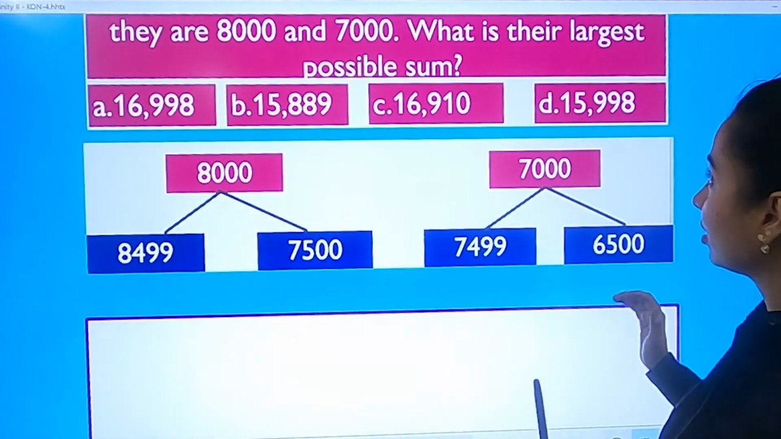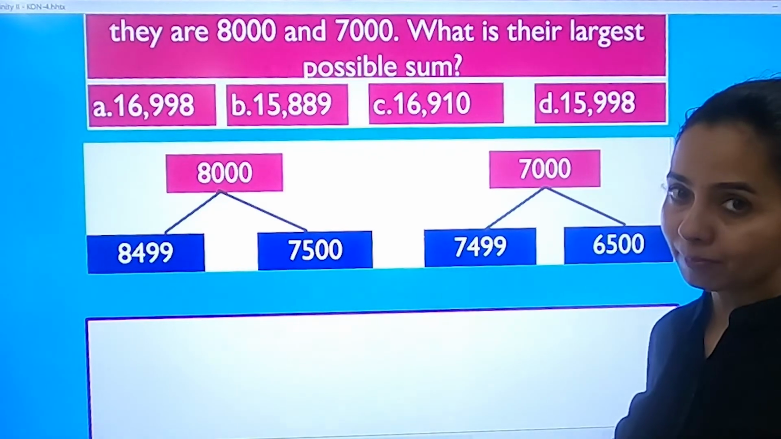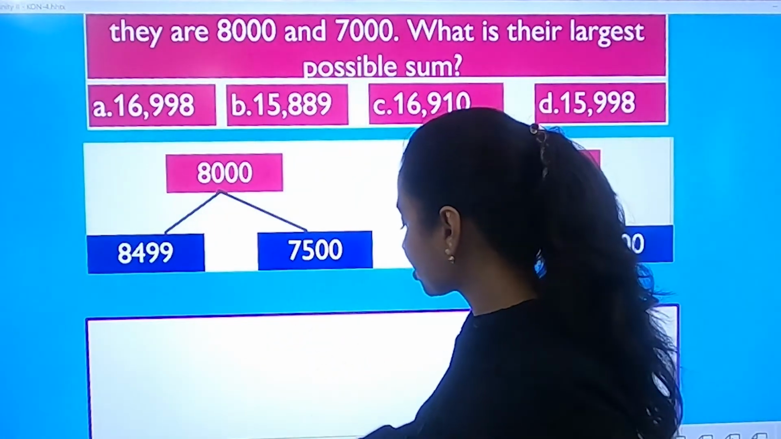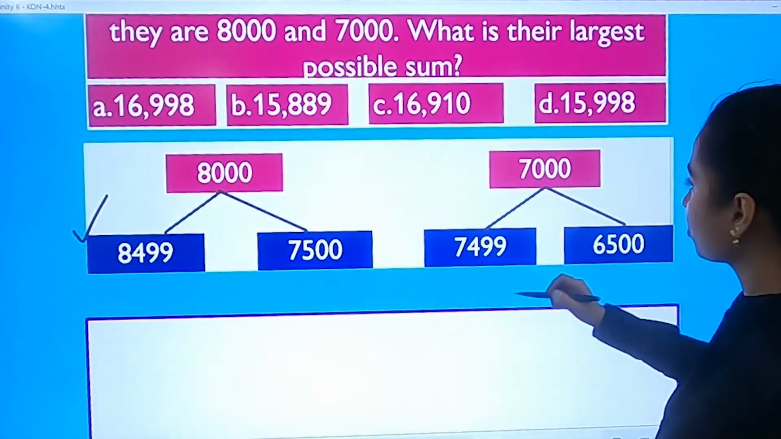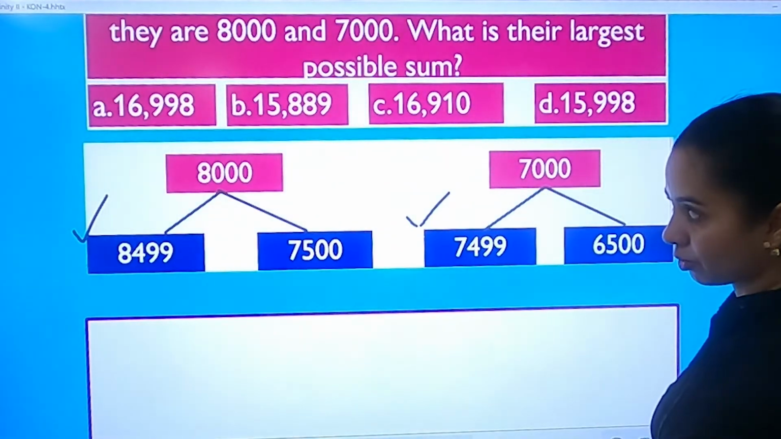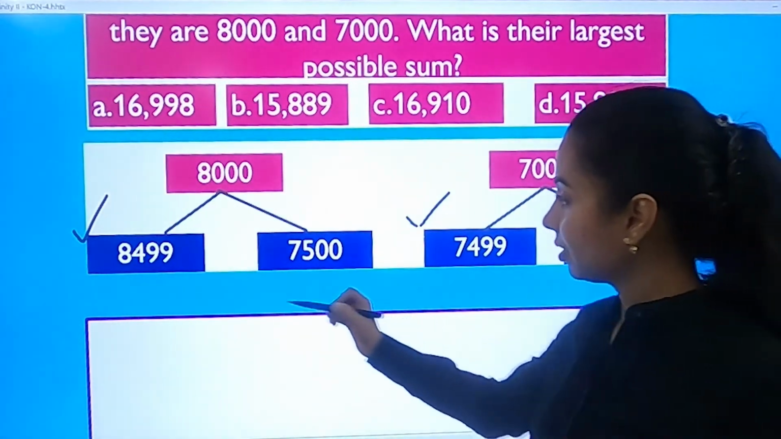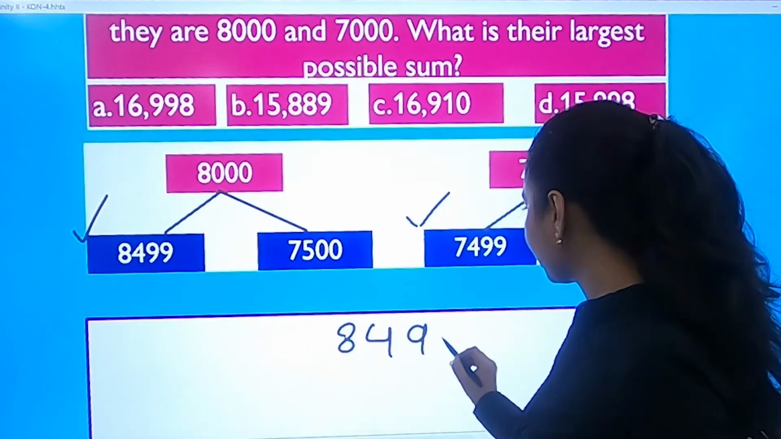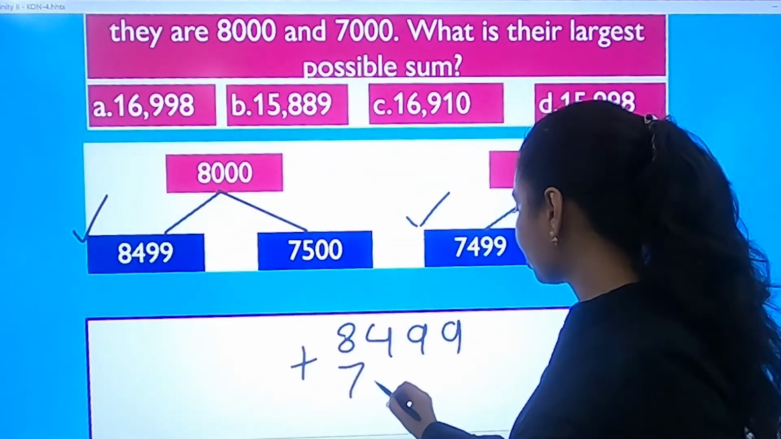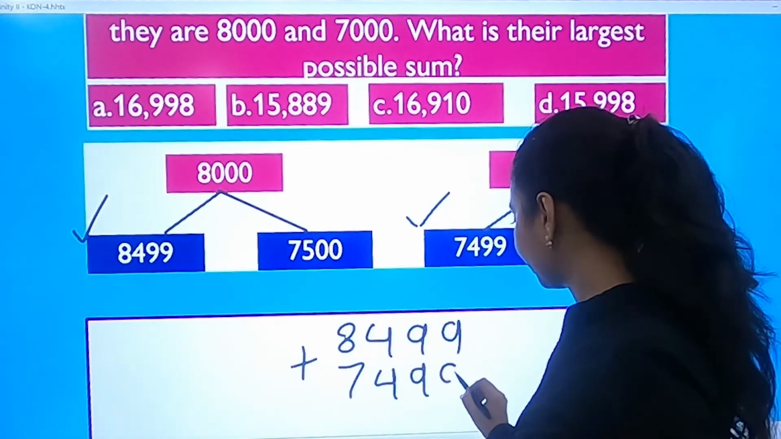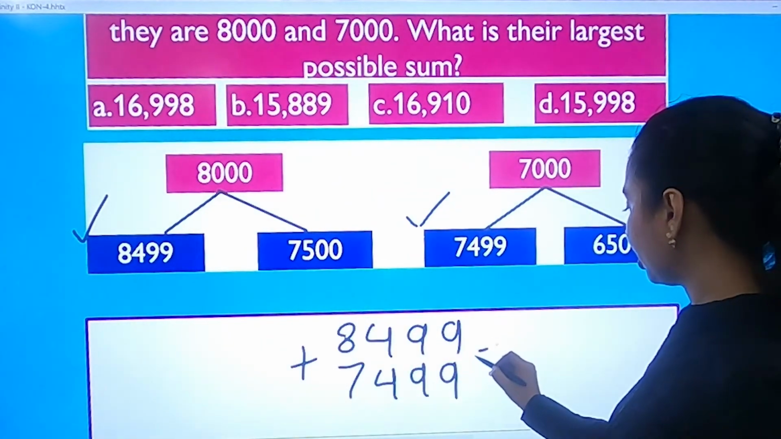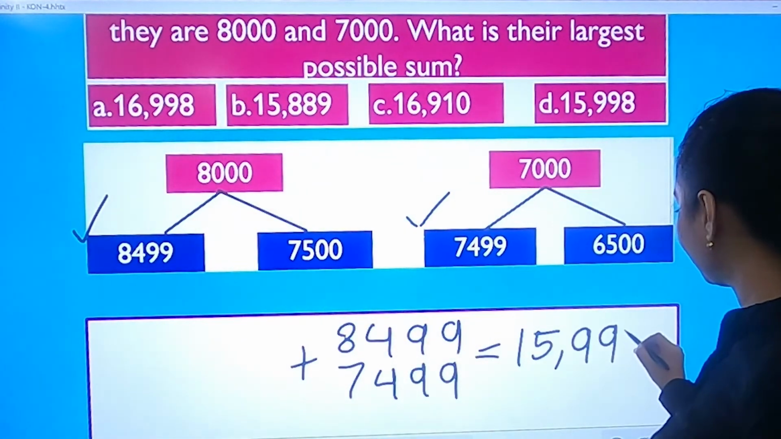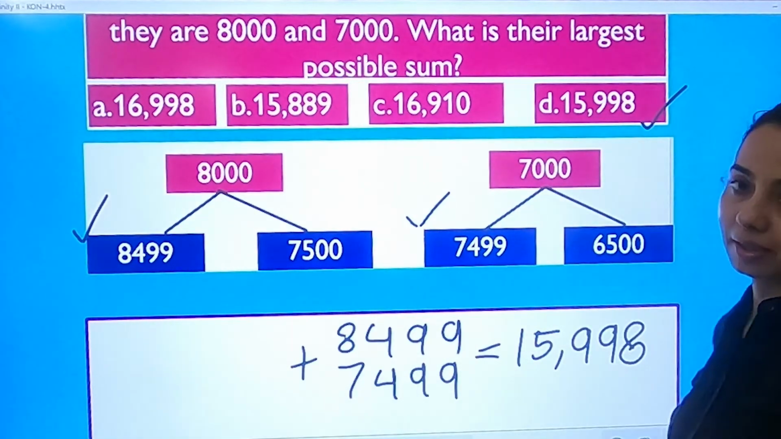But now they're asking that we have to calculate the largest possible sum. When will their sum be largest? When we choose the largest possible option for 8,000 and the largest possible option for 7,000. So here it is 8,499 and this is 7,499. If we add both of the numbers, we'll get 15,998. This will be our correct option.